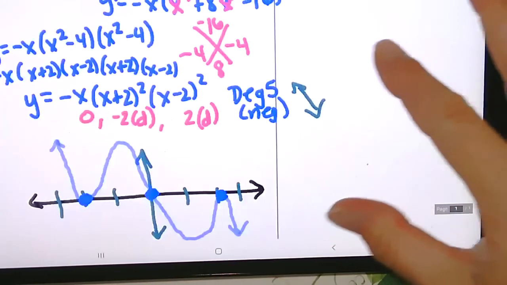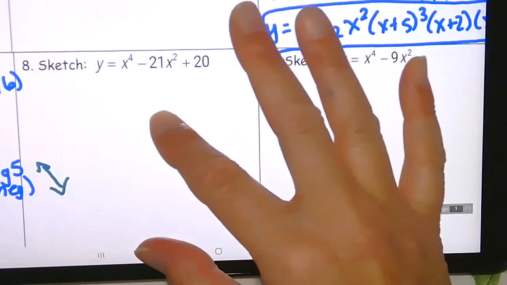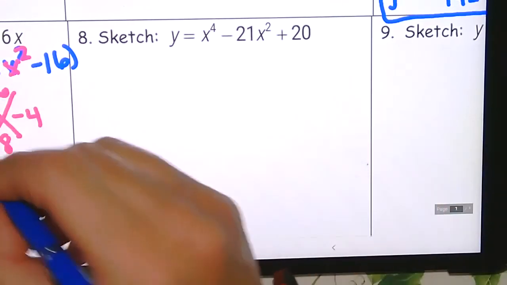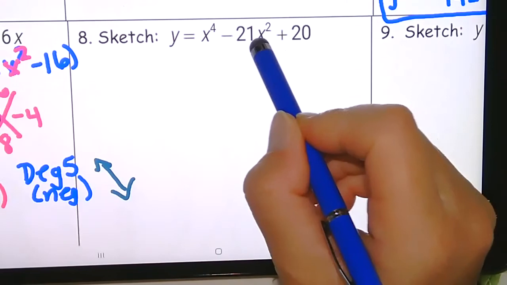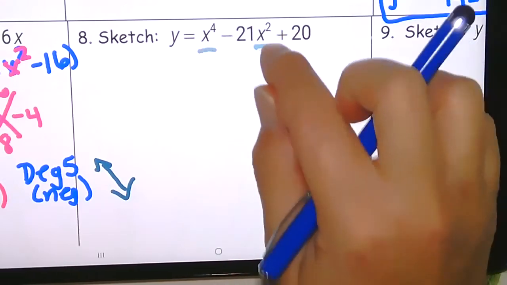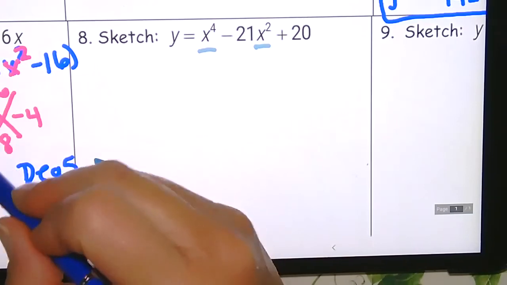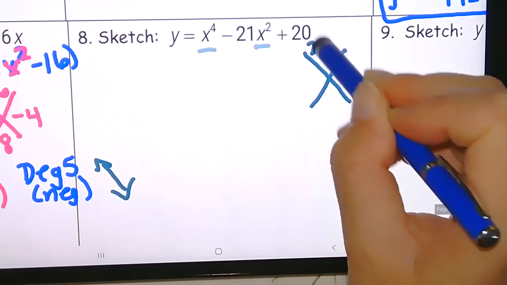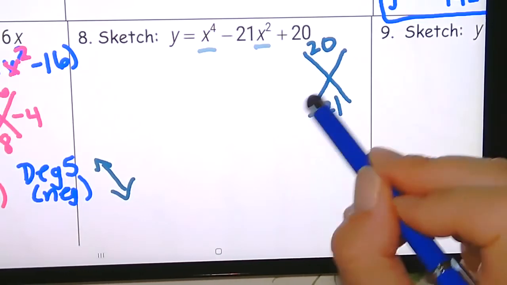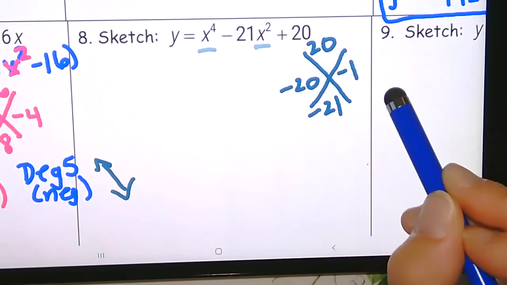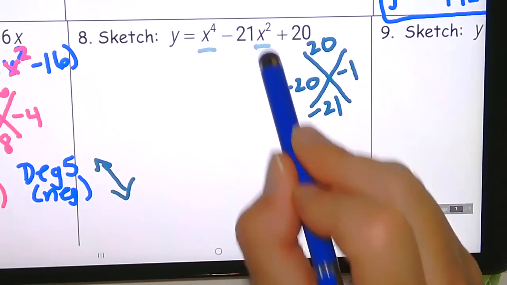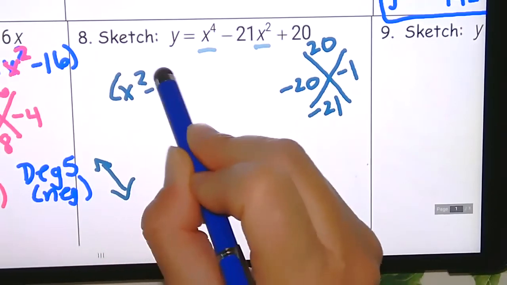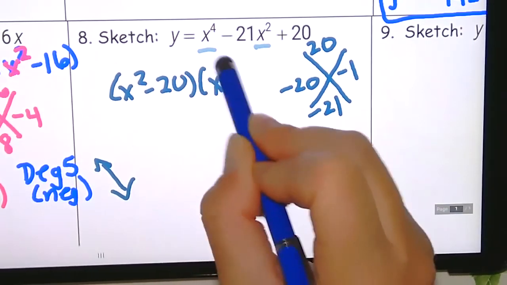Number 8, very similar to the one I just did. Okay. The thing that's different is I can't factor anything out of anything, but if you look at this x squared and this x to the fourth, if I square x squared, I get x to the fourth. So this is one of those quadratic in nature problems. So I can ask myself, okay, what multiplies to positive 20 and adds to negative 21? That's going to be a negative 20 and a negative 1. And again, this was not an x, so this is not x minus 20, x minus 1. It's an x squared. So this is going to be x squared minus 20, x squared minus 1.